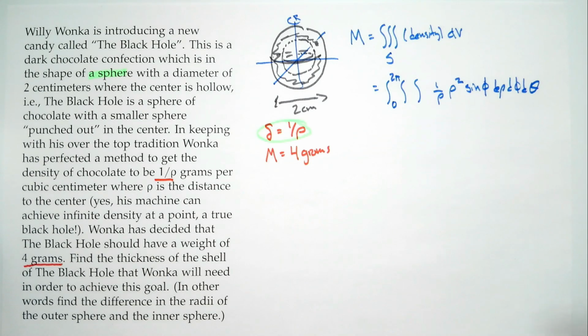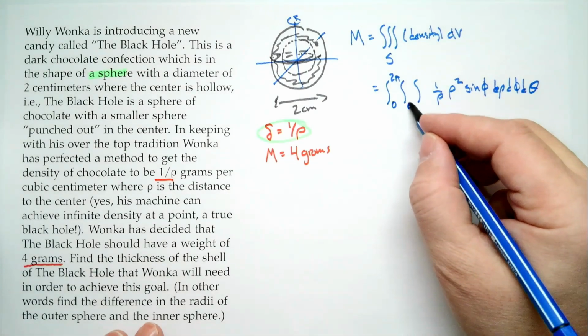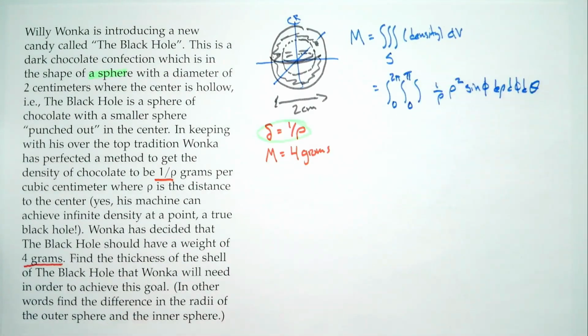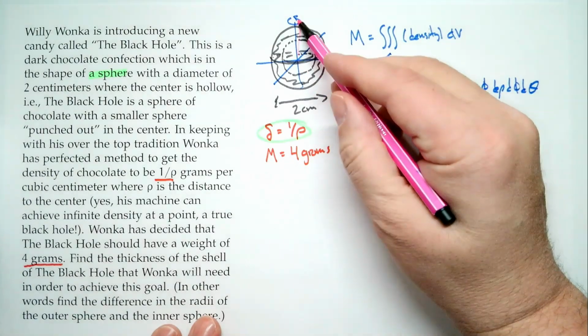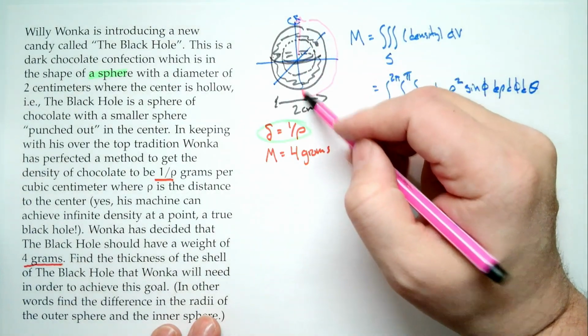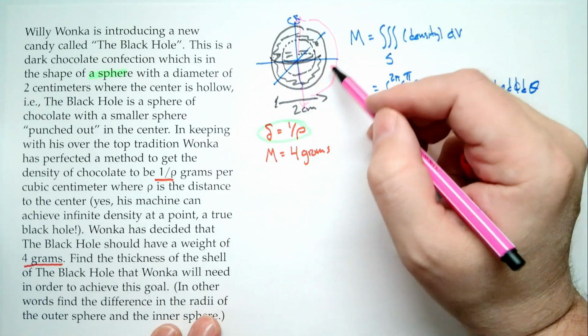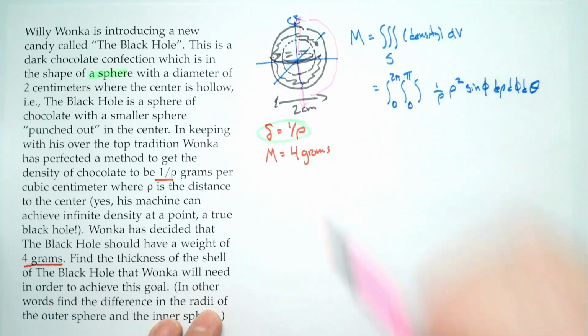How about phi? Where will phi go from? 0 to pi. Because remember, phi talks about how you're coming off of the positive z-axis. So phi equals 0 is straight up. And then you're going to go down to phi equals pi, which is straight down. And so we're doing the whole shape. So we go from 0 to pi.